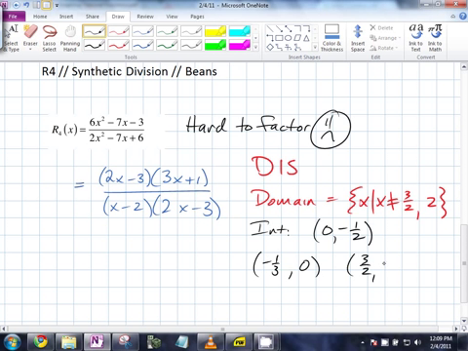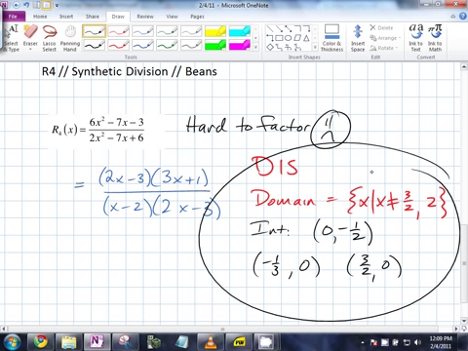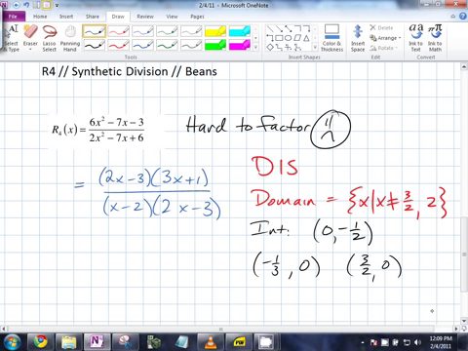What's a problem? What's a detail that we need to see at this point? Look at this. You see that point right there? Is 3 halves part of the domain? No. Is that therefore an x-intercept? Nope. It's not, because it's not part of the domain.